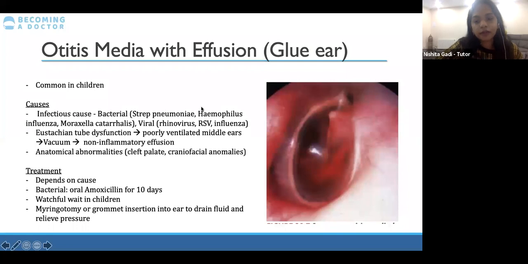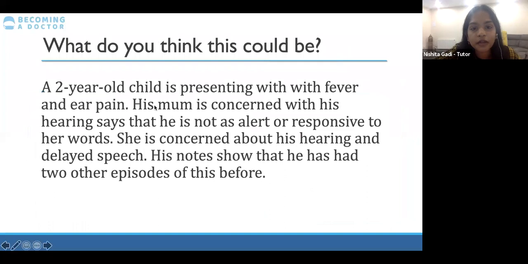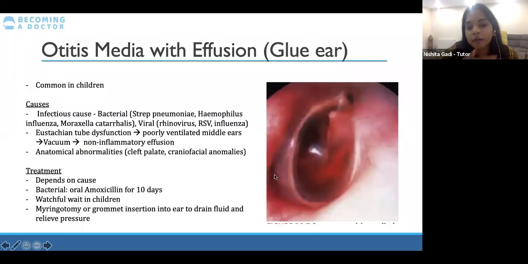Okay, no. So the link is that they're all pathogens that cause respiratory infections. And the reason is we mentioned that the eustachian tube connects the middle ear to the nasopharynx. As I mentioned, this 2-year-old child presents with fever and ear pain, so that's quite like upper respiratory tract symptoms. Those pathogens can travel up the eustachian tube into the middle ear, and they can cause otitis media with effusion.